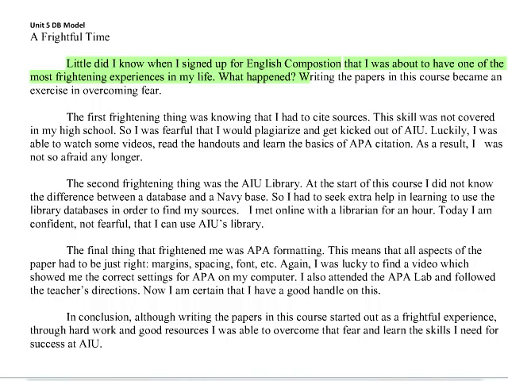Little did I know when I signed up for English composition that I was about to have one of the most frightening experiences of my life. Sentence 1, what happened? Sentence 2, and then here comes the thesis. Writing the papers in this course became an exercise in overcoming fear. So now there must be 3 main points related to overcoming fear.